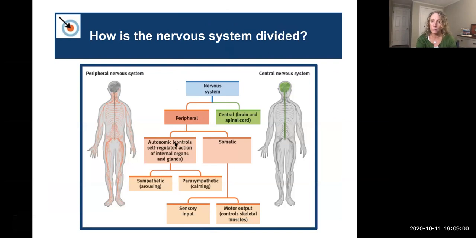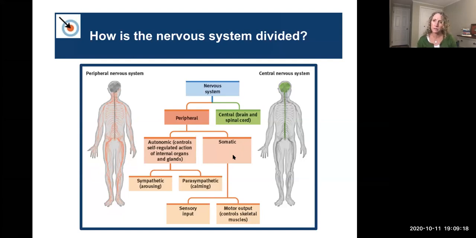So that's further broken down. We call it the autonomic versus the somatic nervous system. And I'm just going to jump in real quick and tell you about the somatic nervous system. The somatic nervous system can be voluntary. It's very voluntary and it's controlling your skeletal muscles.